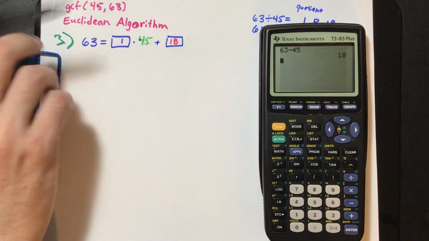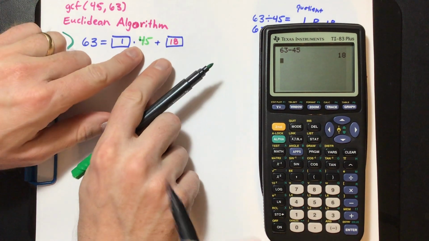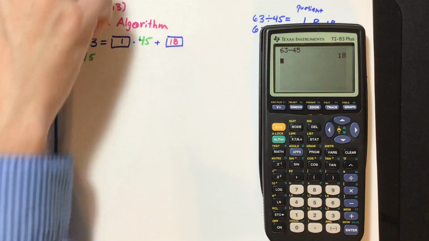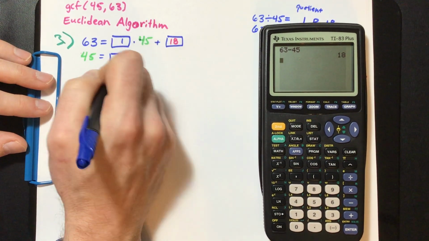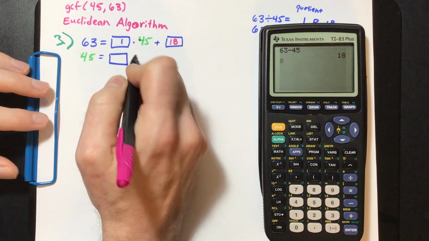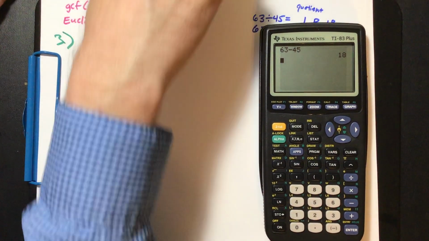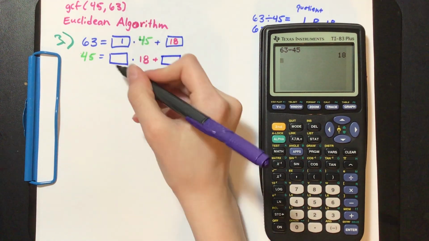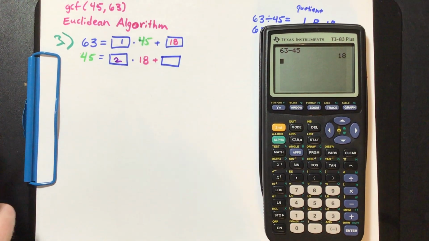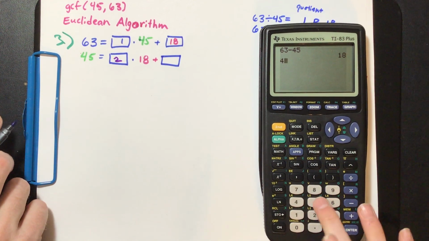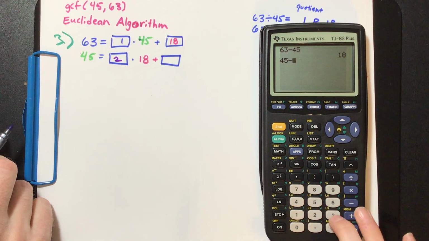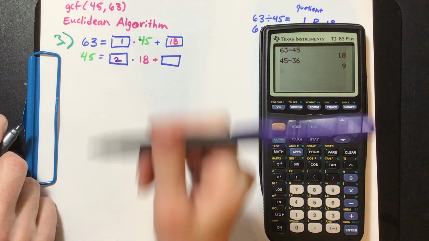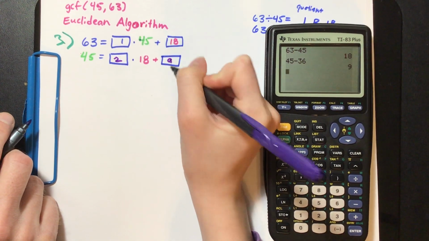Now Euclid's pattern says I'm going to take the divisor and the remainder, and write 45 is equal to something times that remainder, 18, plus a new remainder. Can you figure out what that quotient and remainder are? 2, and the remainder of 45 minus 36 is 9.